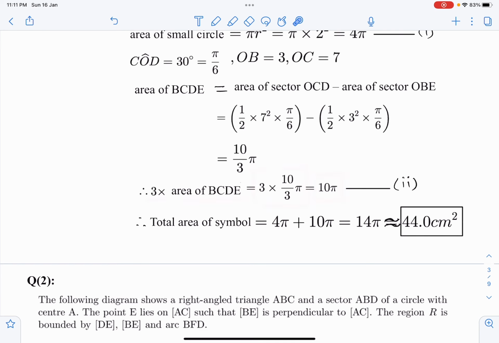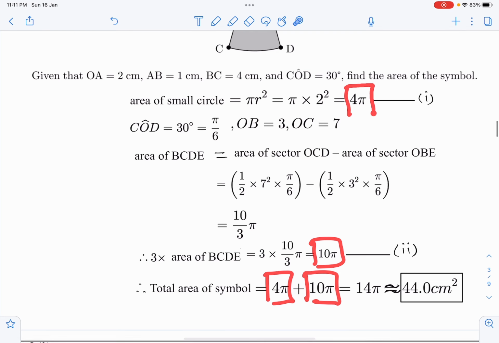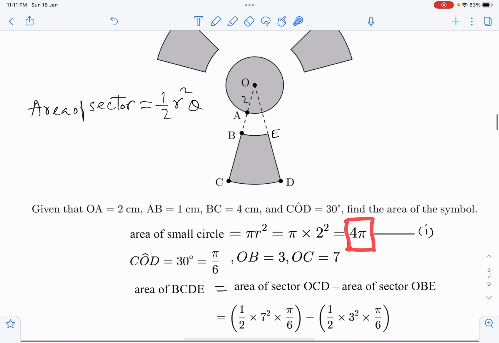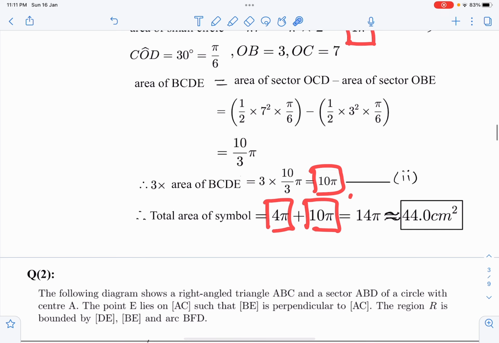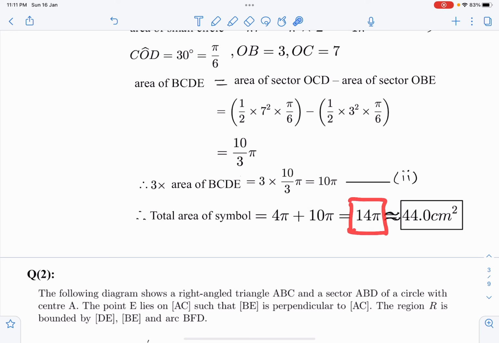I'll keep 10 pi. Now total area of symbol will be this area, which is here, plus 4 pi, because 4 pi was the area of the smallest circle. So area of smallest circle plus area of these 3 regions. Together my answer is 14 pi. You can keep it in terms of pi anyway. Otherwise, you can write to 3 significant figures. If the question says write 3 significant figures, so it is 14.0 centimeters square. So this was all that question.